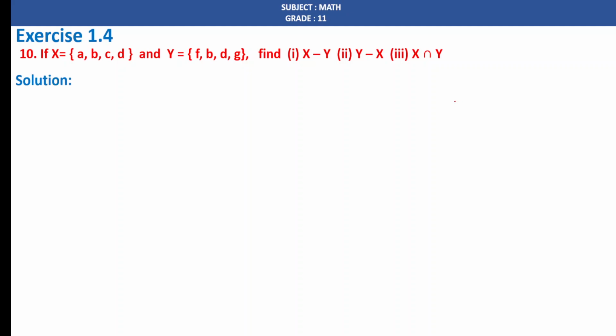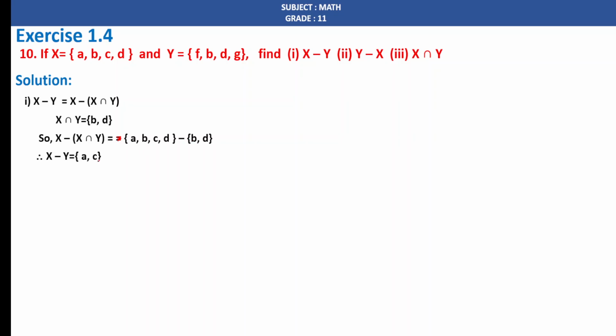Let us see question number 10. If X is equal to ABCD and Y is equal to FBDZ, find X minus Y, Y minus X and X intersection Y. X minus Y can be written as X minus X intersection Y. X intersection Y, which is common in both X and Y, is B and D. So, therefore, X intersection Y is B, D. Therefore, X minus X intersection Y is equal to ABCD minus B, D. So, therefore, X minus Y is equal to A, C.